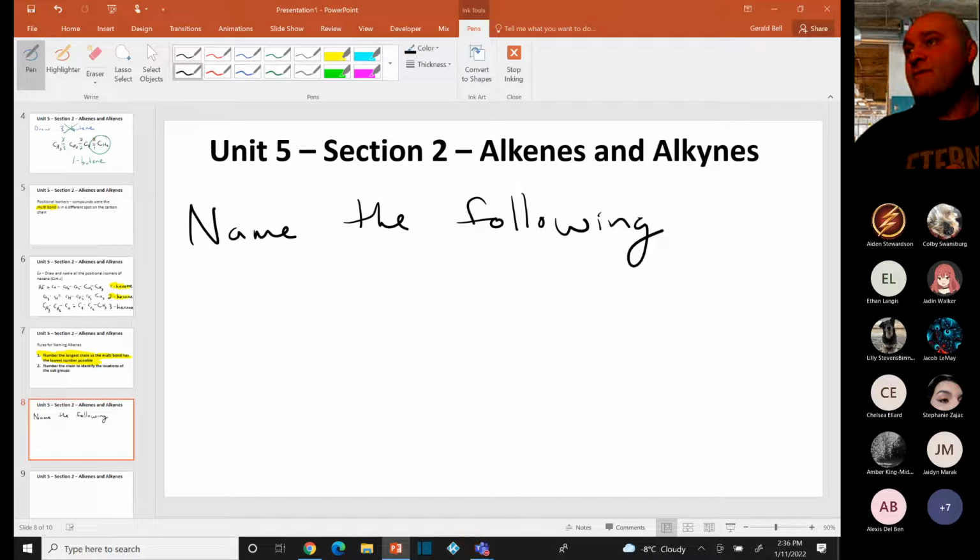Megan, does hexane have 14 hydrogens? Hexane has 14. Sorry, I missed a couple of questions there. So hexane has 14, but hexene only has 12 because we've taken 2 away to make a double bond.